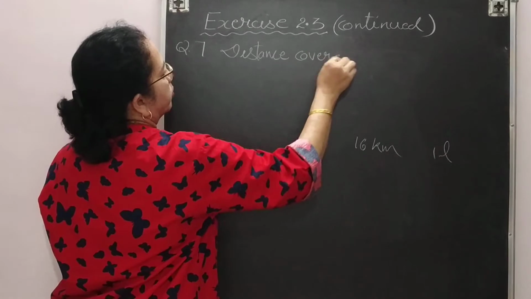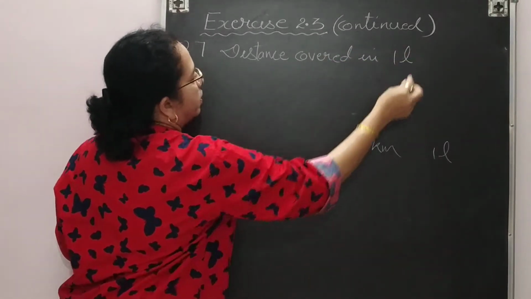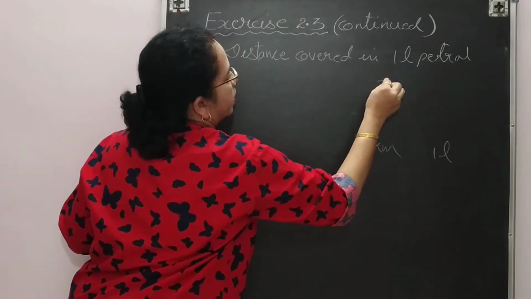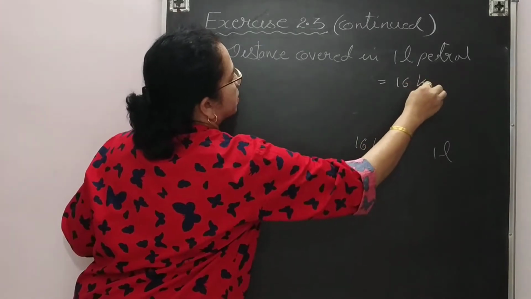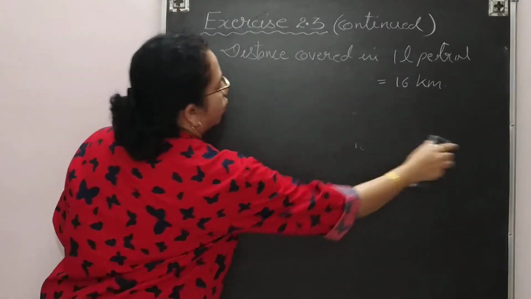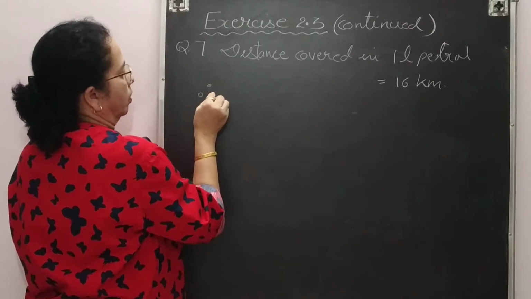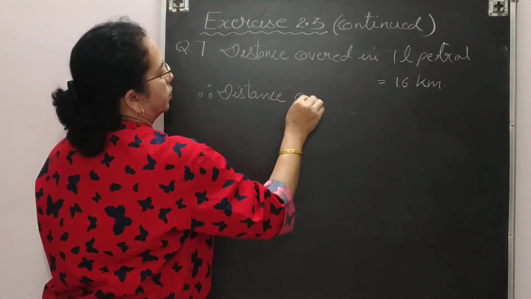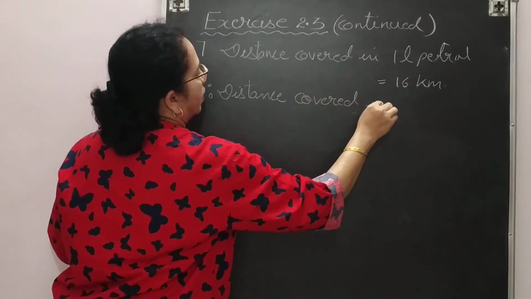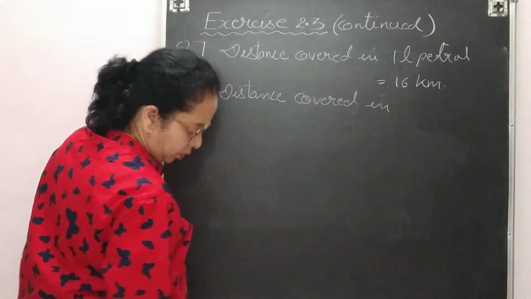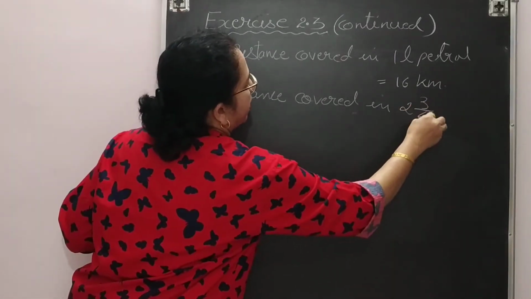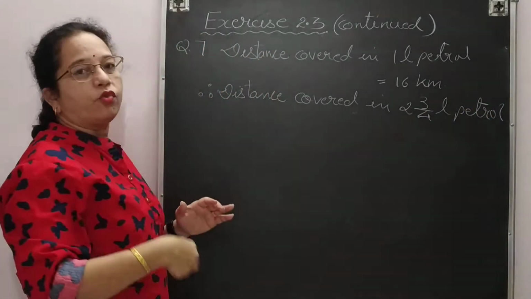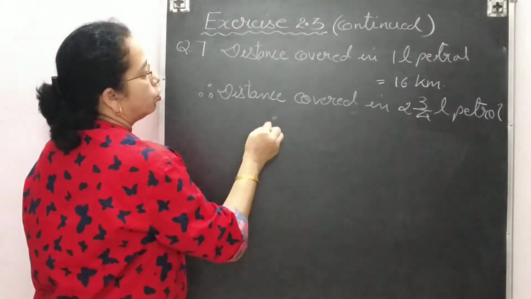Distance covered in 1 liter petrol is equal to how much it is given in the question? 16 km. Therefore, we need to find out the distance covered in 2 and 3 by 4 liter petrol. So whenever we need to find for more than one, always we do multiplication.